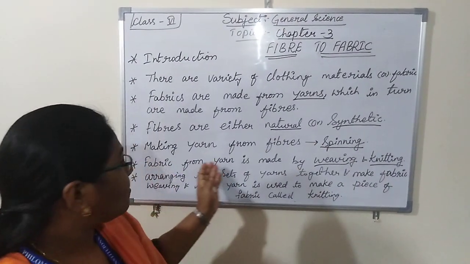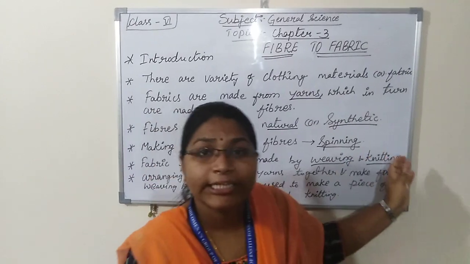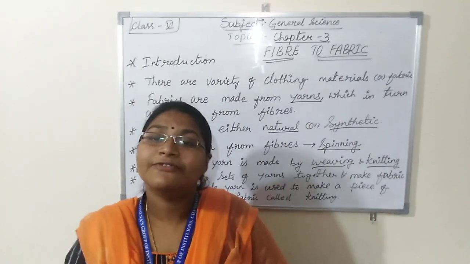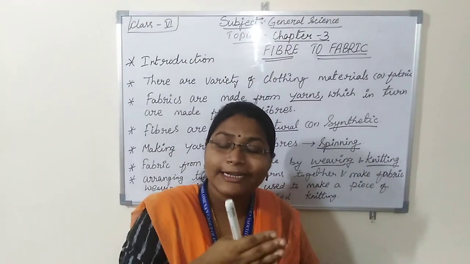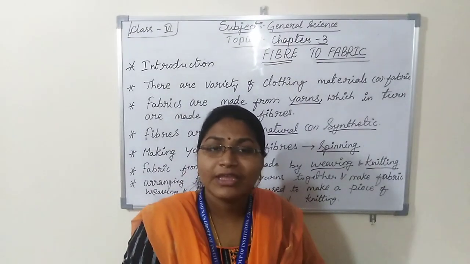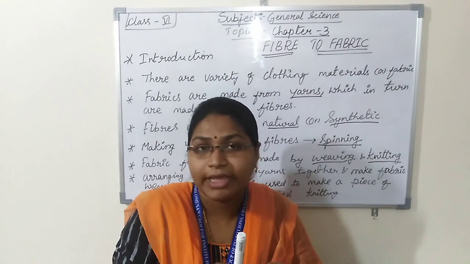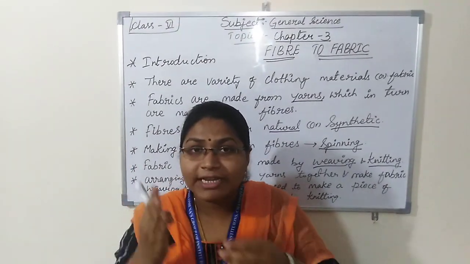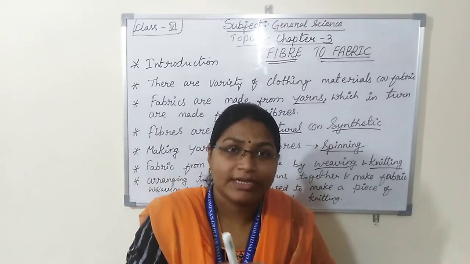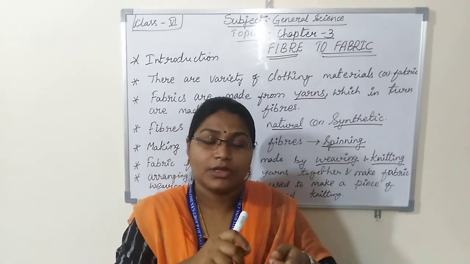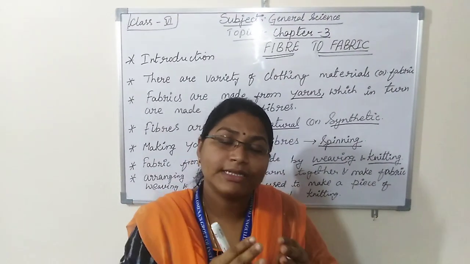Then fabric from yarn is made by weaving and knitting. So how will we get a fabric? Through the knitting and weaving process. Weaving is nothing but something we can do with the help of hands. Knitting is, for example, a sweater. We will knit this wool and make a sweater, that is called knitting.